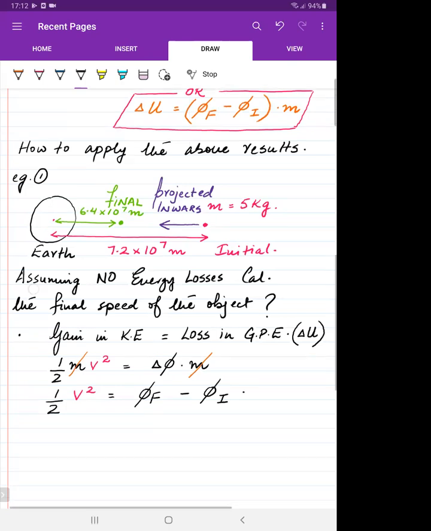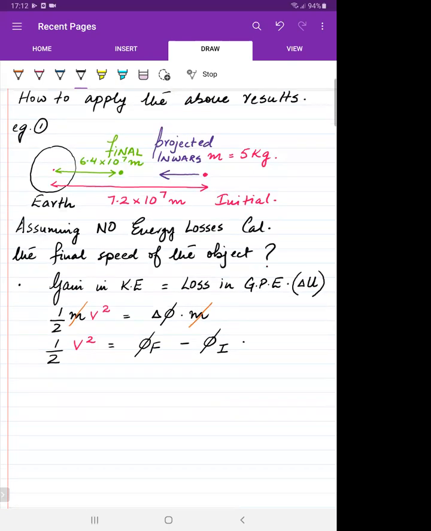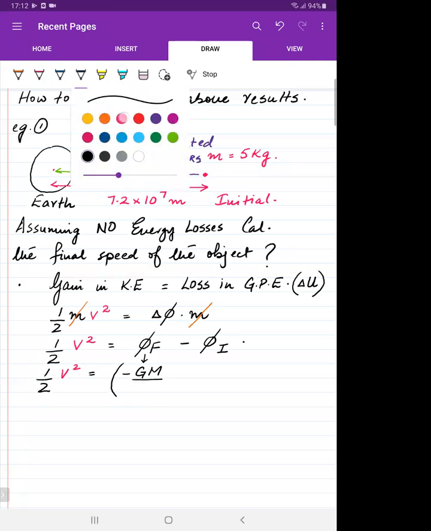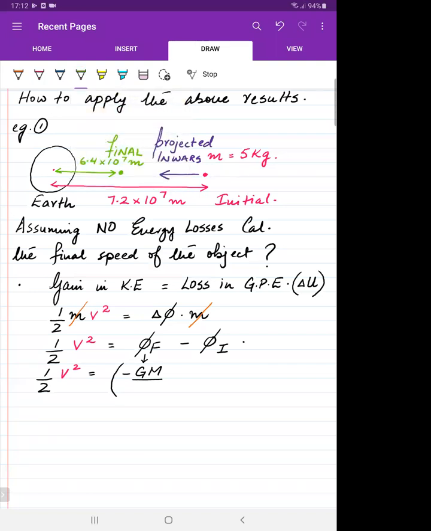अब नंबर्स आपके पास डायग्राम पर हैं, तो मैं फॉर्मूला अप्लाई करता जा रहा हूं. So this should be half times v square equals, okay, stepwise. The final value can be replaced as follows. I'm applying the formula of phi, minus GM divided by, you can check out the distance from the diagram. The distance of the final position is mentioned with the green marker. So 6.4 times 10 to the power of 7.